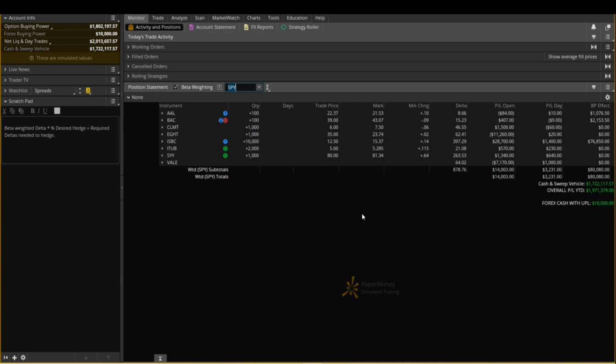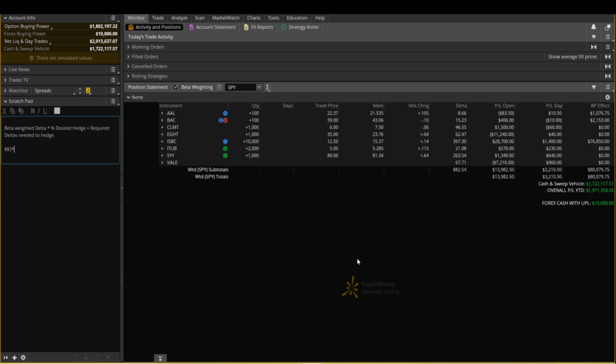So we can see now that we have weighted our portfolio to the SPY, we have 878 SPY deltas. So what this means, for every dollar that the SPY moves, our account is going to move $878. So now we want to decide how much we want to hedge this account. So first, let's just put 882 right here.